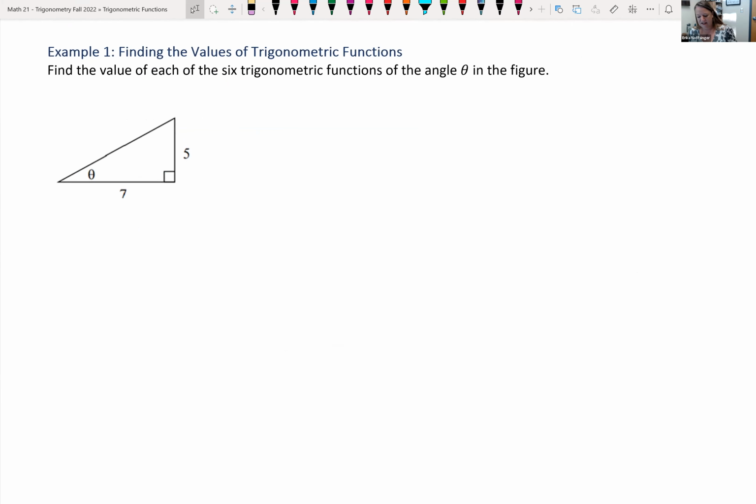And it wants us to find each of the 6 trigonometric functions of the angle theta in the figure given below. And so we have the 2 sides of the triangle, which are called legs, that are not the hypotenuse. So we have one side that is 7, and that is the adjacent side. I just call it A, is 7. The opposite side of theta is length 5. Let's call this B. So B is equal to 5. We don't know what the hypotenuse is in this case, but recall the Pythagorean theorem.